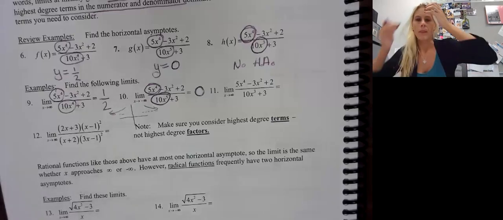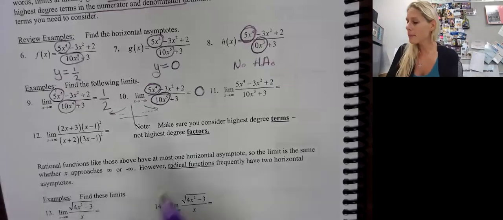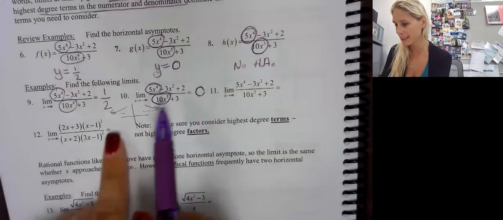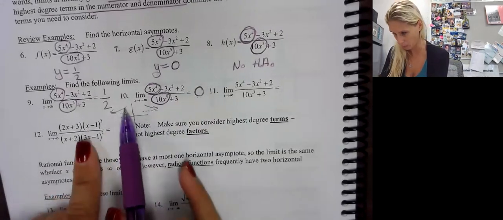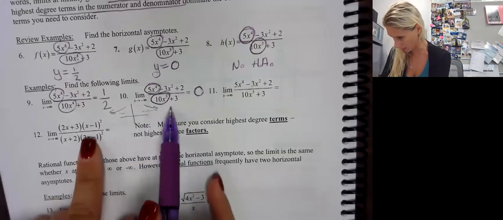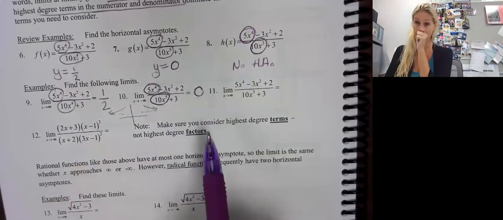All right, so same thing. If the horizontal asymptote is 0, it means the end behavior, as we go to negative infinity or as we go to infinity, is at 0.